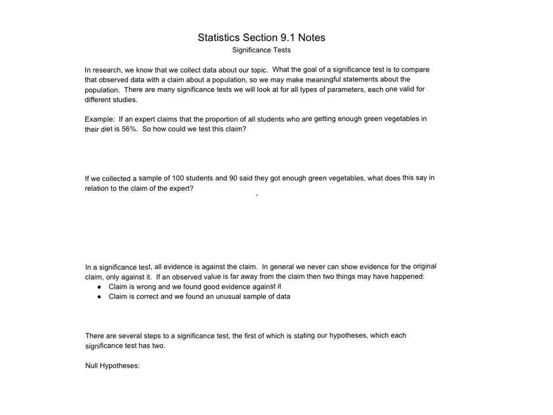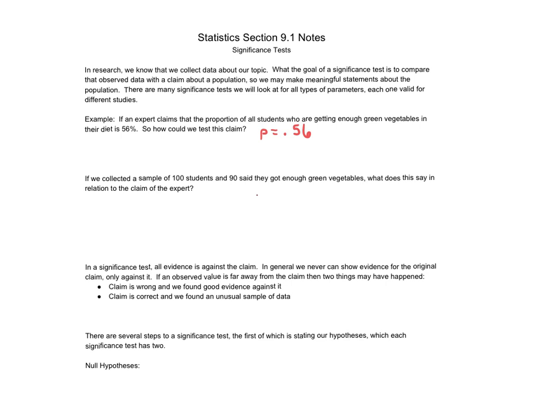So here's an example. We're going to collect some data. If I have some research question I want to answer, I collect some data about my topic. And then what we want to see is how what I see meshes with what I'm claiming about this parameter. If I look at this first example, it says some expert claims the proportion of all students who are getting enough green vegetables in their diet is 56%. So someone is claiming that 56% of all students are getting enough green vegetables. So how could we test this?